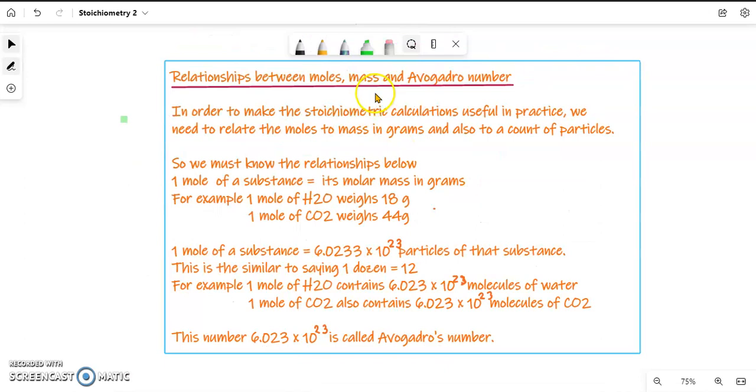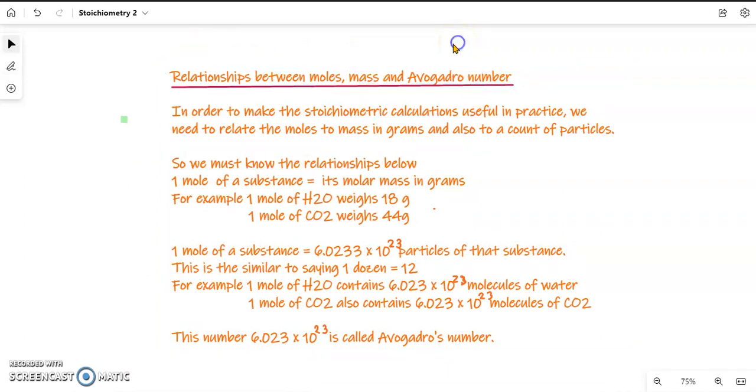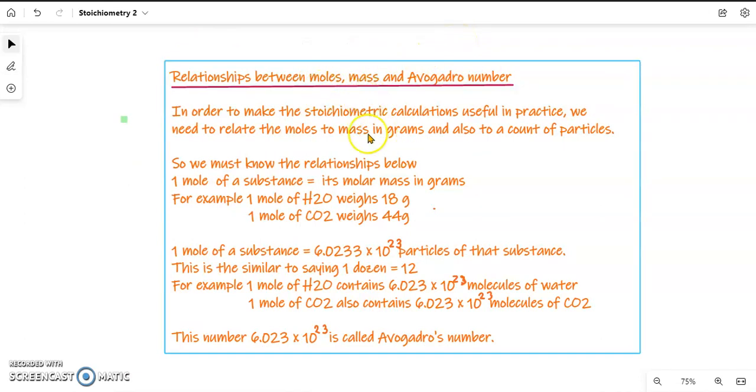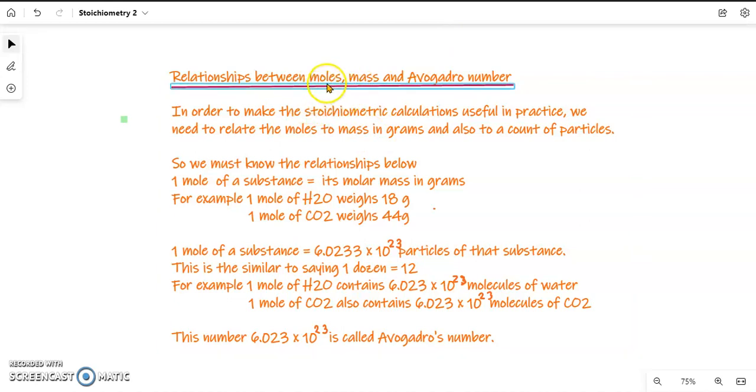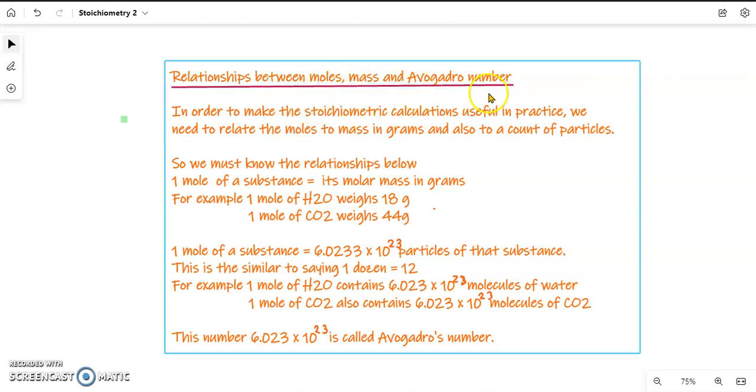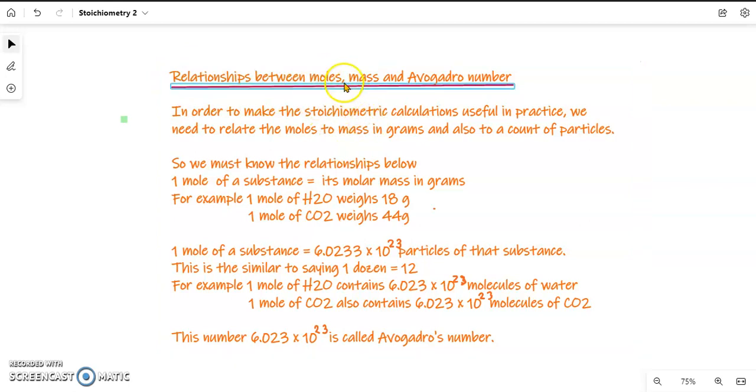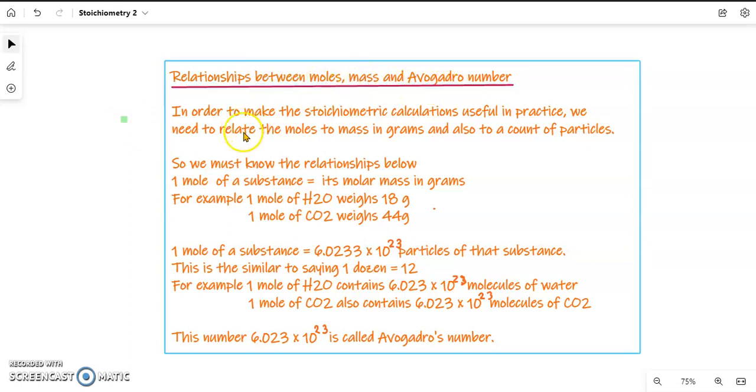Now, in order to properly calculate, we also need to know the relationships between moles, mass in grams, and Avogadro's number. This is because even though we can define moles by the ratio of the coefficients, it is not possible to take or count moles. We have to weigh out, or measure mass. So we should know the relationship between moles and mass in grams and Avogadro's number. Therefore, the relationships are as below.